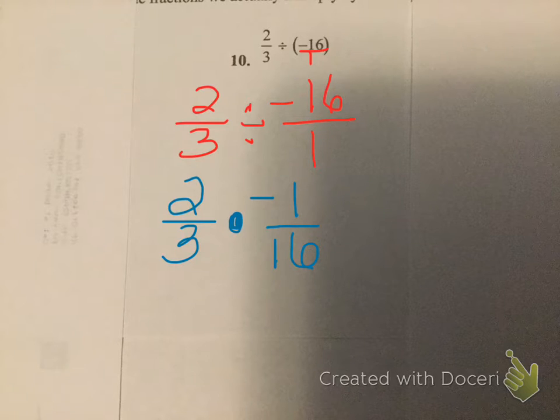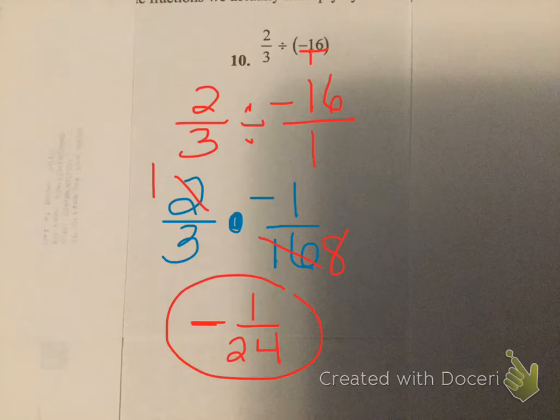Okay, and then you could go ahead and cross-cancel if you want. First of all, I have one negative, so my answer is going to be negative. 2 and 16 are both divisible by 2. 2 divided by 2 is 1. 16 divided by 2 is 8. And then you can multiply straight across. 1 times 1 is 1, and 3 times 8 is 24.